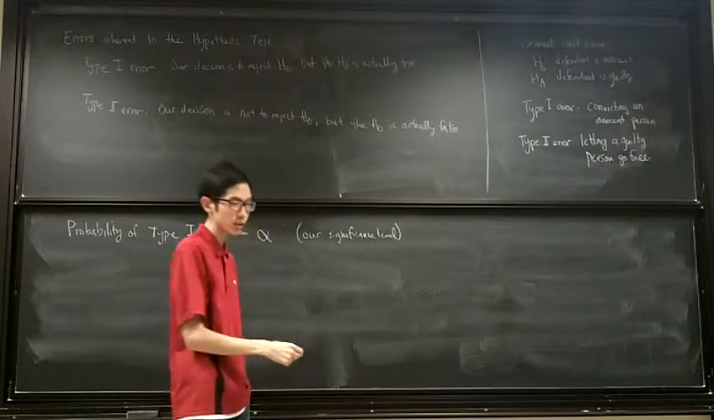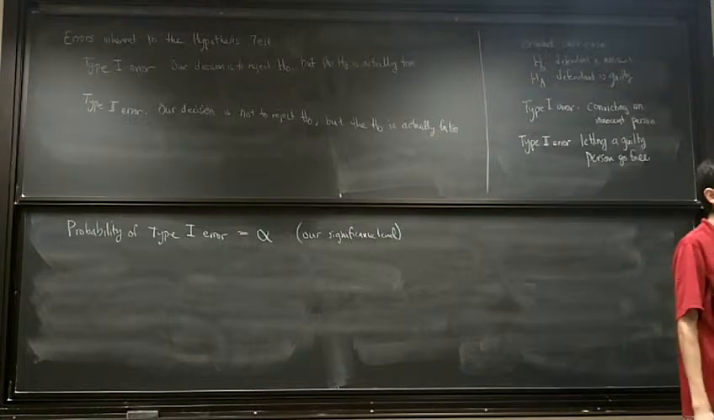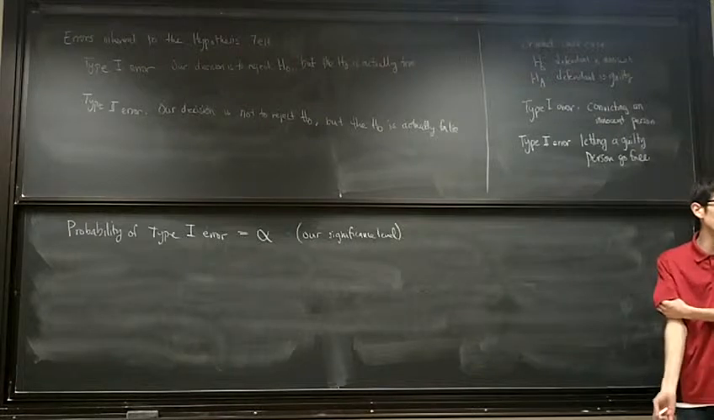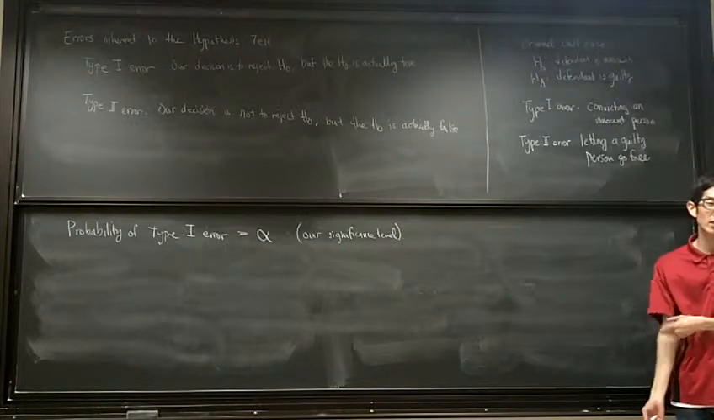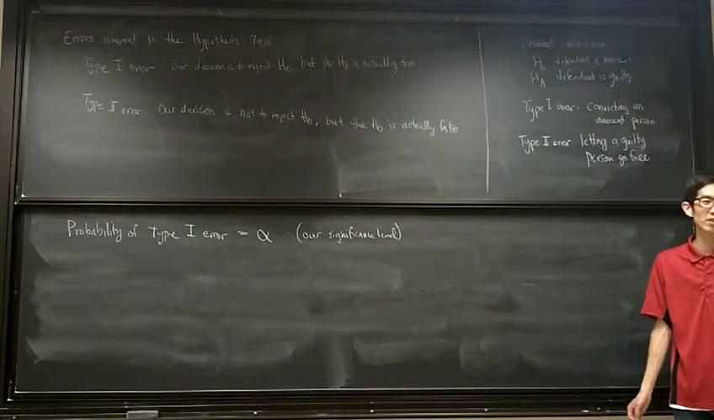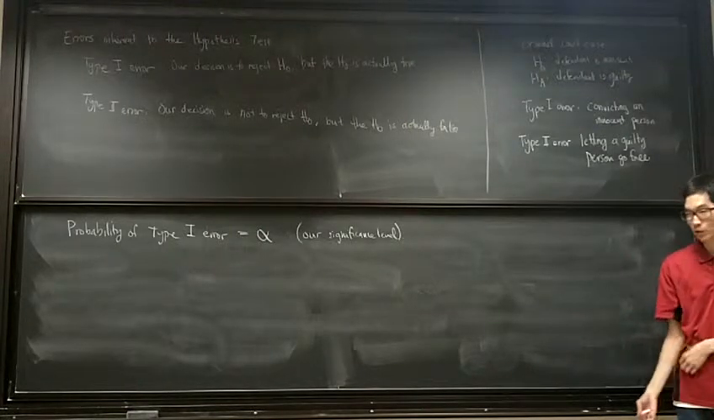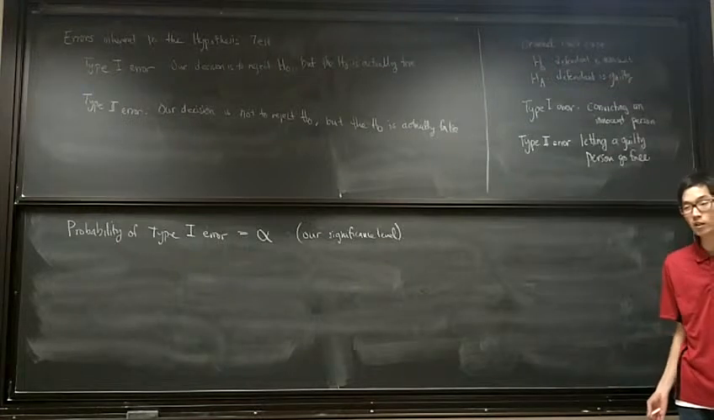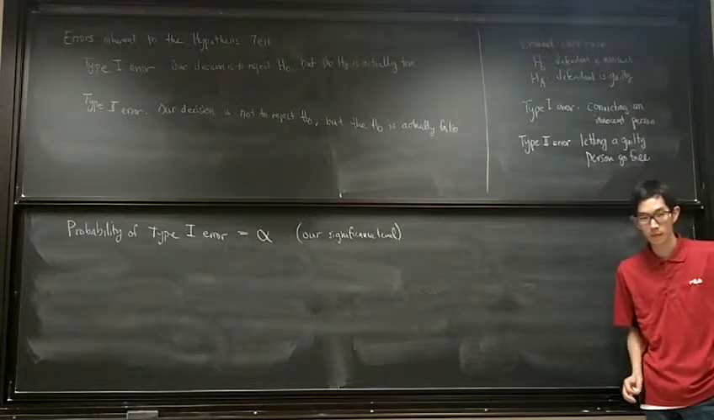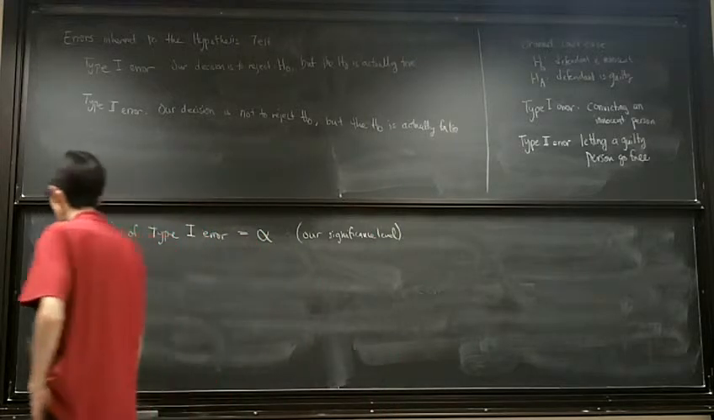So if we pick alpha equal to 5%, what we're saying is that whenever my p-value is less than 5%, I'm willing to reject the null hypothesis. But how often is my p-value going to be less than 5% if the null hypothesis were actually true? It's going to be less than 5% 5% of the time. So the probability that I'm rejecting the null, even when the null hypothesis is true, is equal to alpha. So that's the probability of a type 1 error, okay?